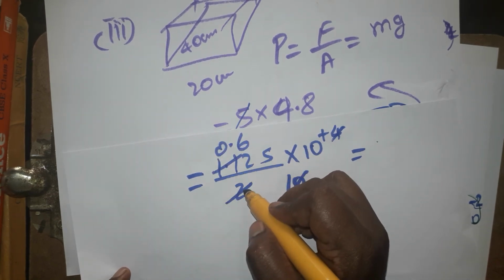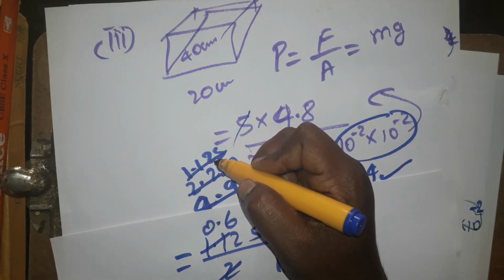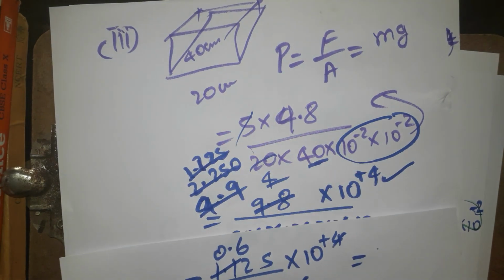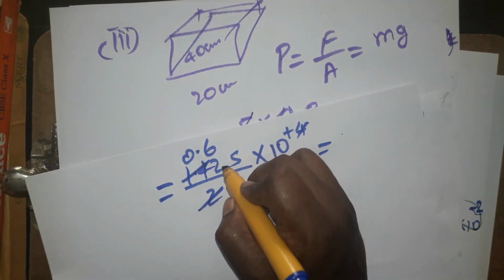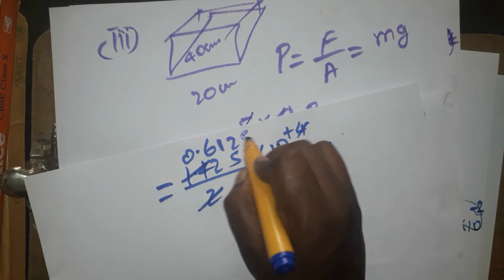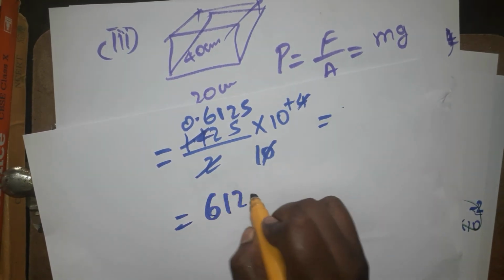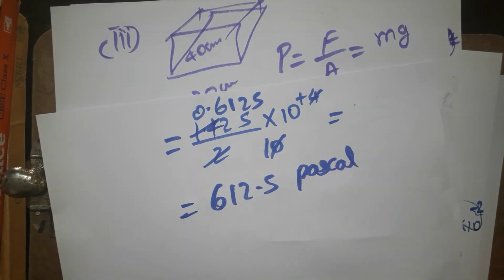If you are making it a round number, 0.6125 like that we'll get. If you are multiplying with 1000, we'll get 612.5 pascals. I hope you understand how to do this calculation.